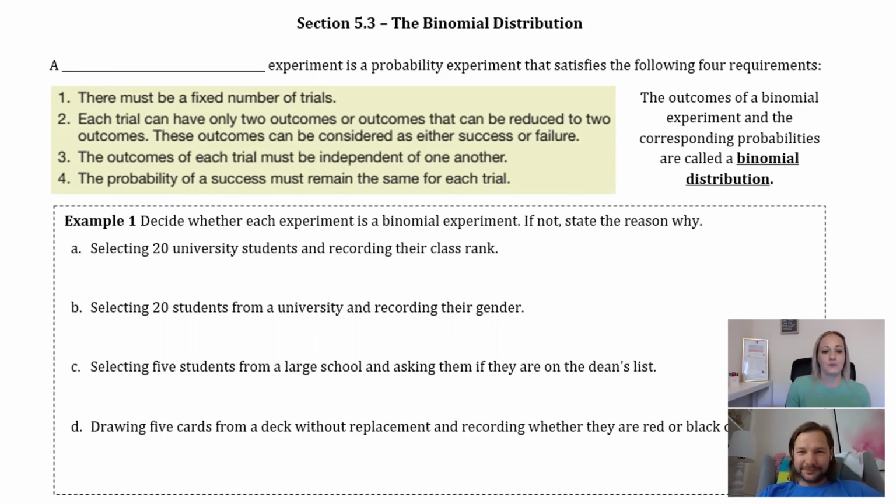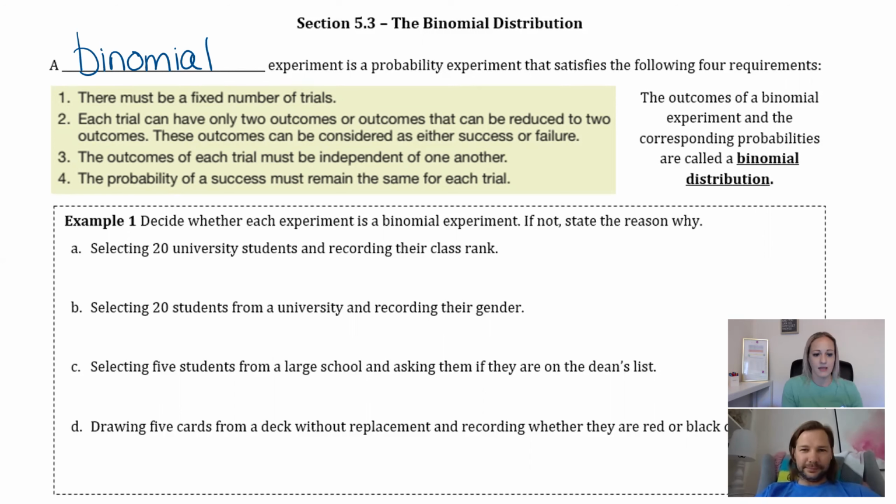All right, our next section, we're going to look at section 5.3, and it's going to be all about a specific type of probability distribution that's called the binomial distribution. So a binomial experiment is going to be a probability experiment that satisfies the following 4 requirements. Okay, so let's look at each of these.